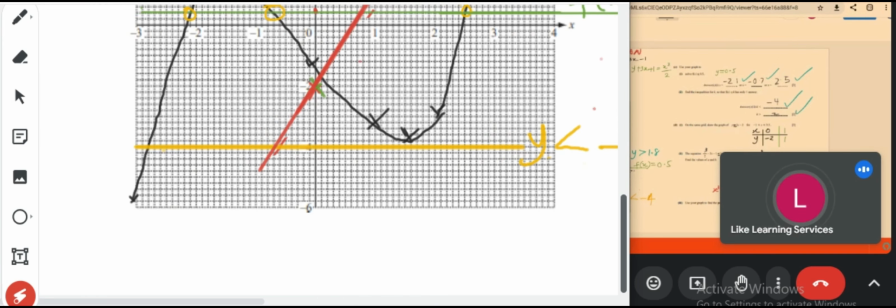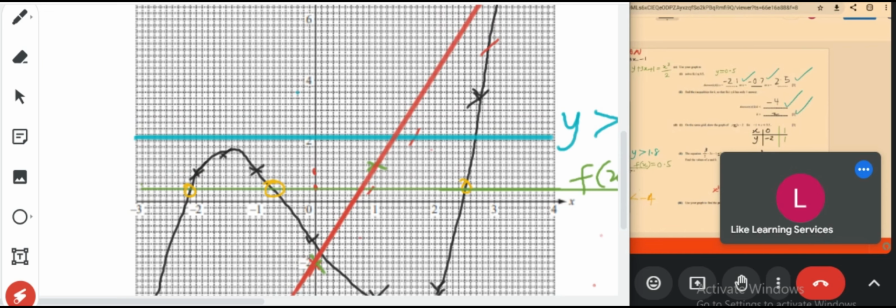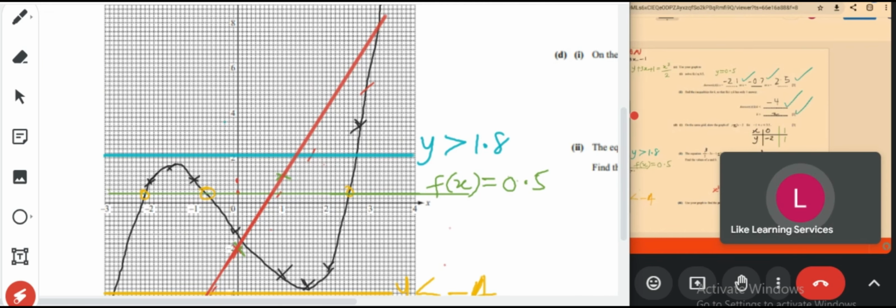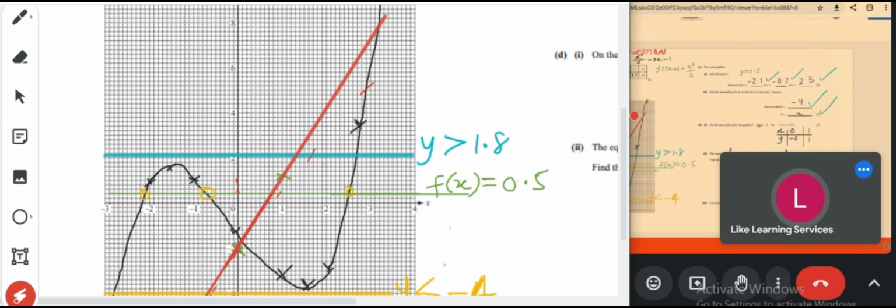Where did they intersect? Intersected. You can circle them. Use a yellow line and circle them. Here and here.